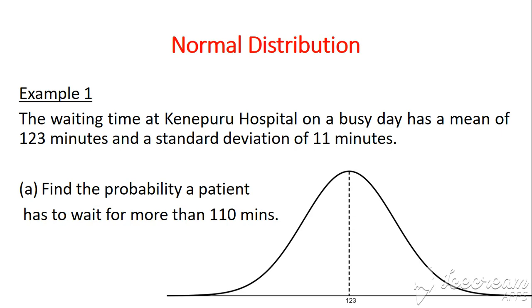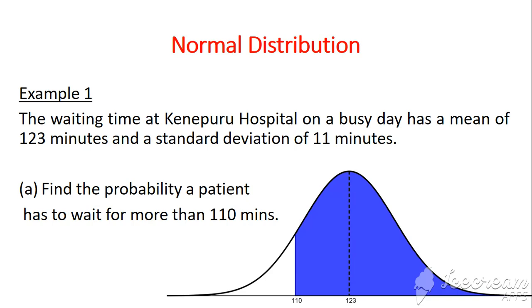Now here's the question. Part A, find the probability, the chance a patient has to wait for more than 110 minutes. On our diagram, we're going to sketch roughly where 110 is, and we're going to colour in everything above 110, which is all the people waiting longer than 110 minutes. The area of this curve represents the probability, and we're going to use it to calculate it.